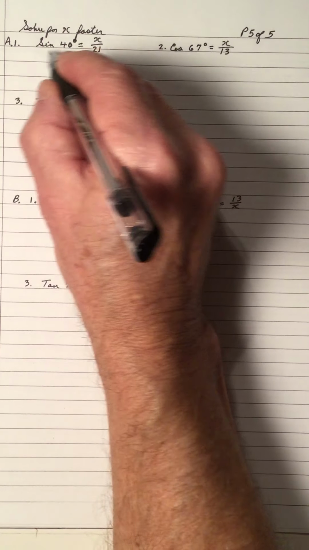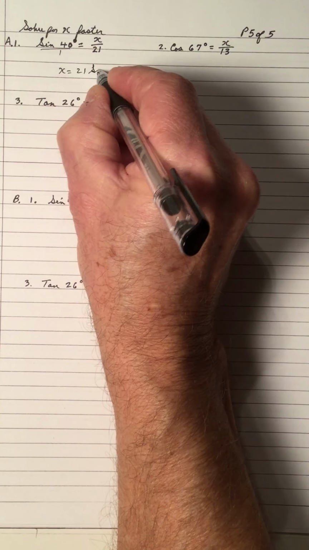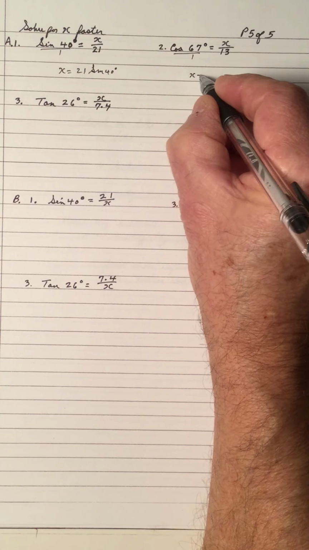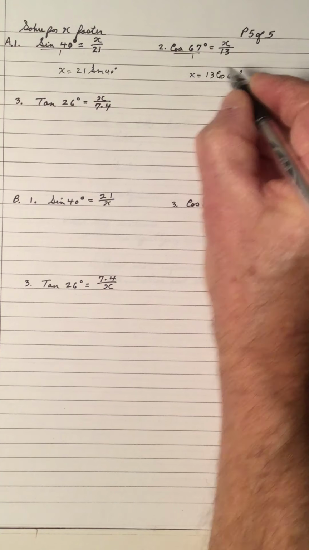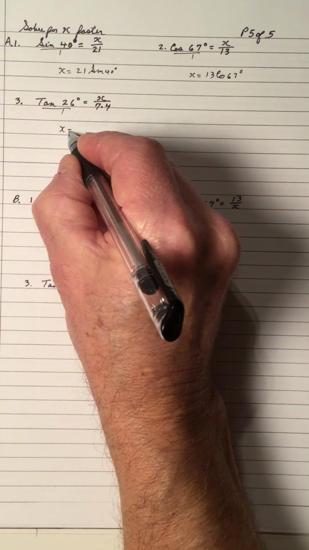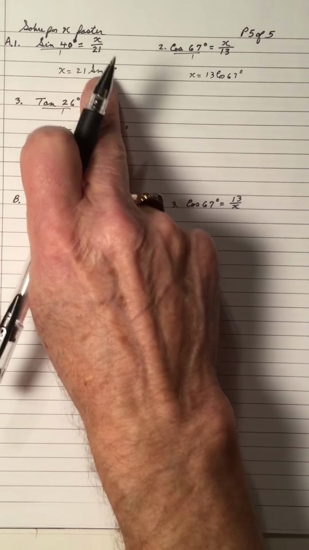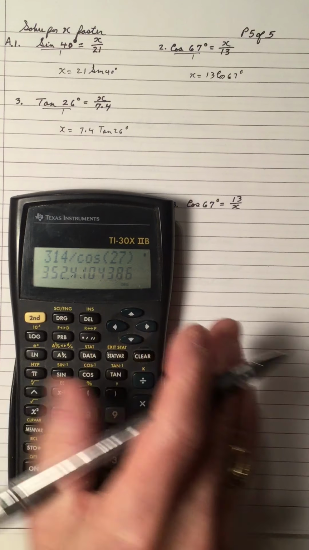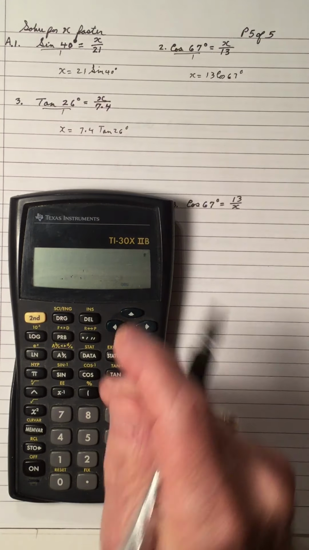So when I have this and I put it over 1, really I get x equals 21 sine 40. I put it over 1, I get x equals, cross multiply, 13 cos 67. Put it over 1, I get x equals 7.4 tan 26. So it's very easy. When you put it over 1, you just got to go 21 times sine 40. Pick up your calculator, and now you can work these out. I did all these first. Now I'm going to work them out.